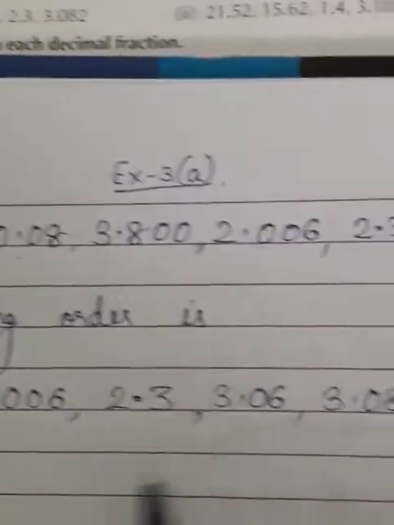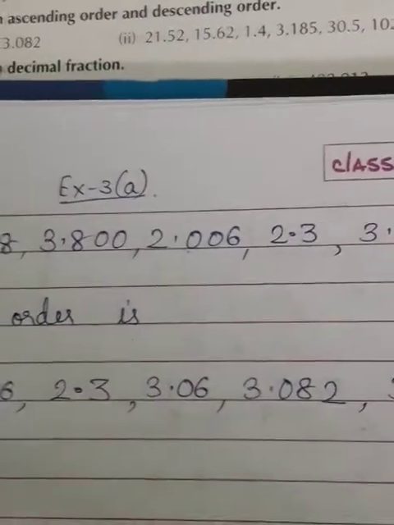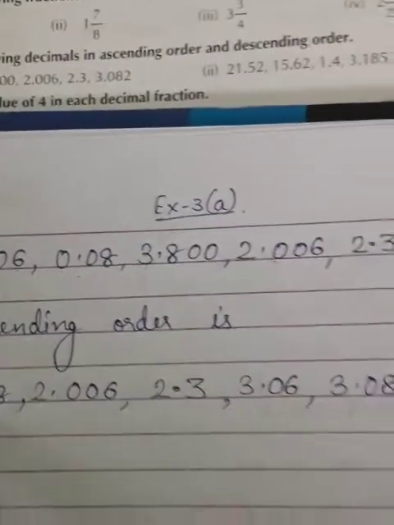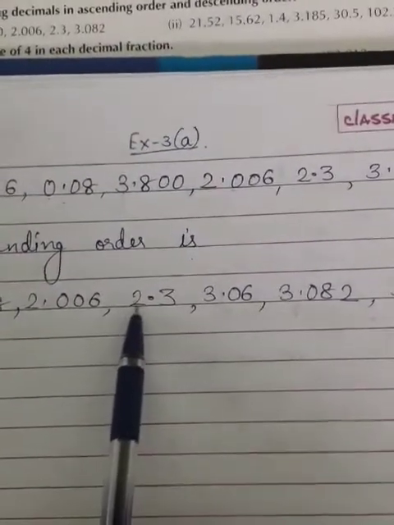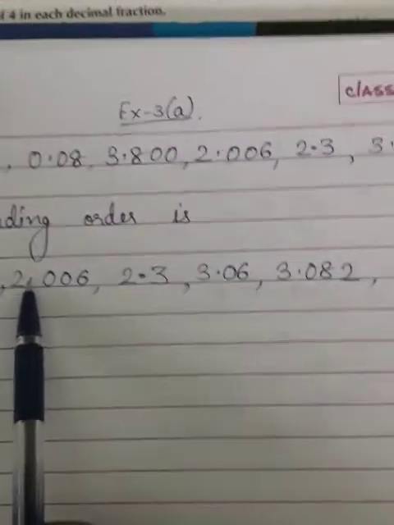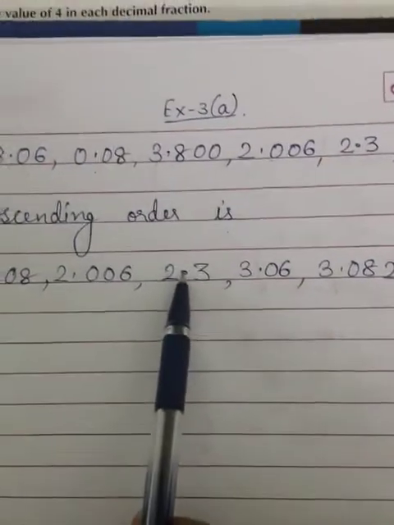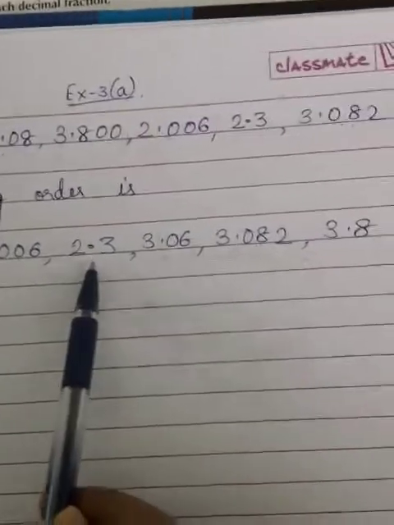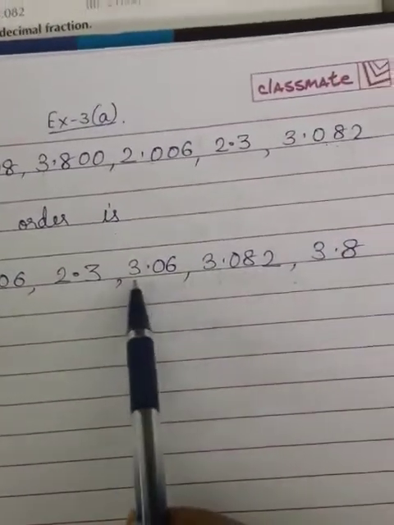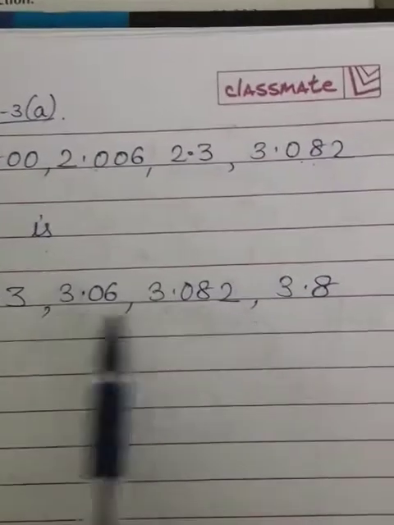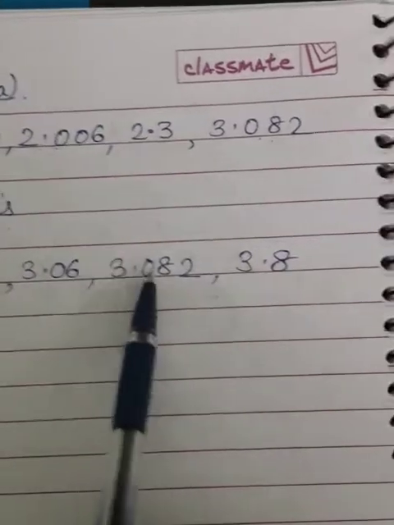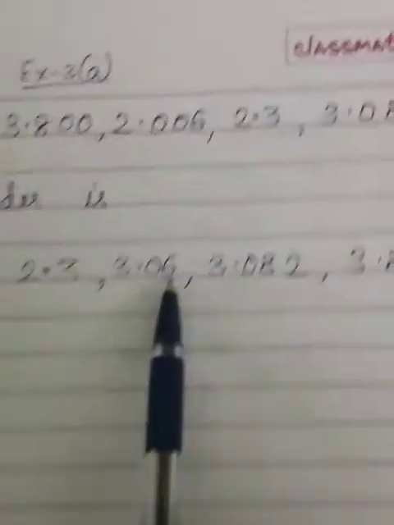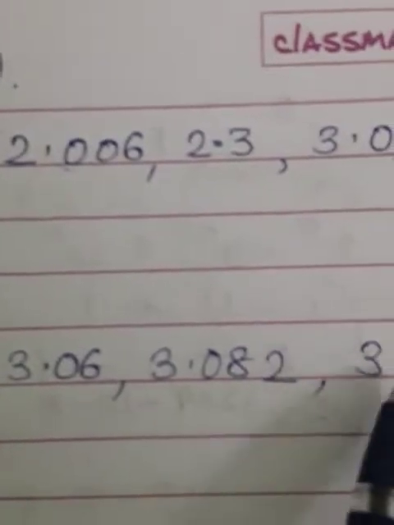I will repeat how you find the smallest decimal. First you will see the number before the decimal point. 0 is the smallest, so write first the number with 0. Then you see before the decimal point is 2, 2. From these two numbers, now see the number after the decimal point: 0 and 3, so 0 is small. Next is 2.3. Now from these three numbers, they all have the same number 3 before the decimal point. So next, see the next number, it is 0. This is also 0. From these two, which is small? See the next number down: 6 and 8. 6 is small, so write first 6, then 8, then 3.8.